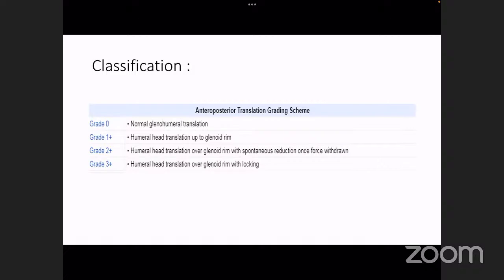This is very important, especially in the OSCE and in the short case scenarios. So if you have humeral head translation up to the glenoid rim, that means a grade 1 plus. Grade 2 is humeral head translation over the glenoid rim with a spontaneous reduction. Grade 3 is humeral head translation over the glenoid rim with locking.